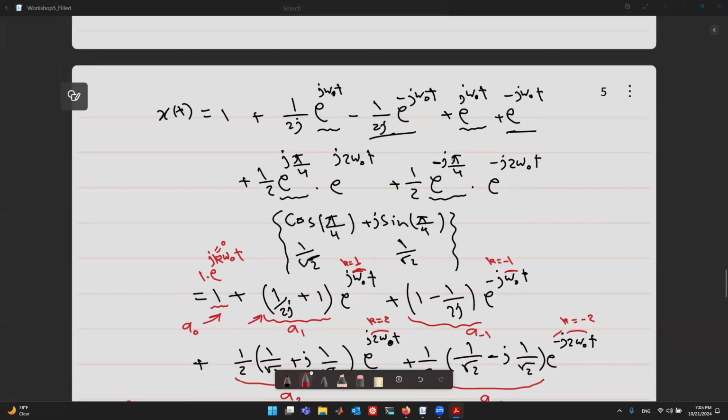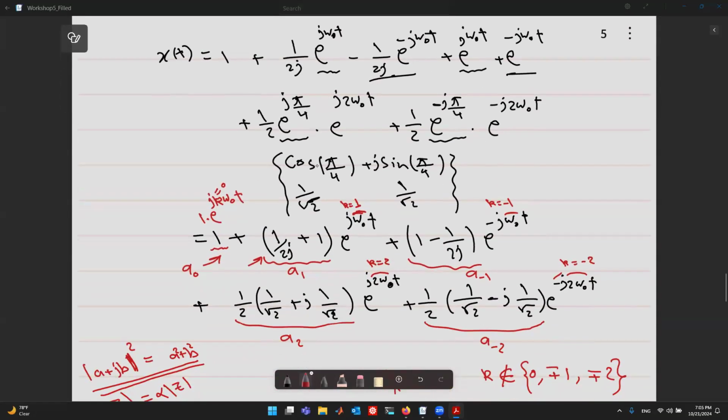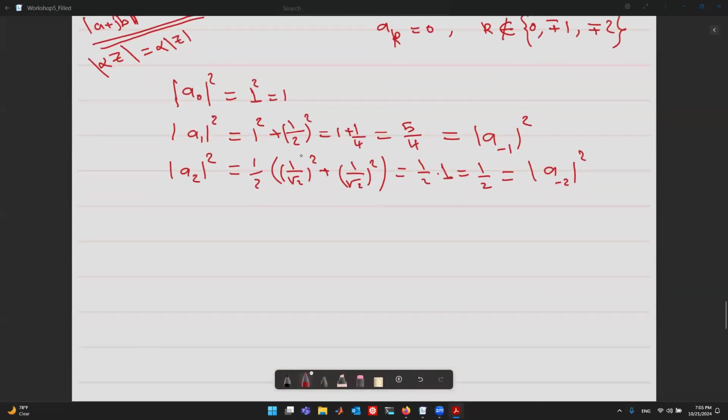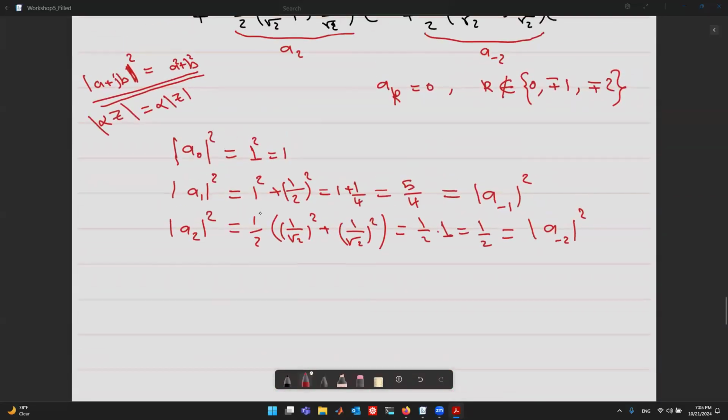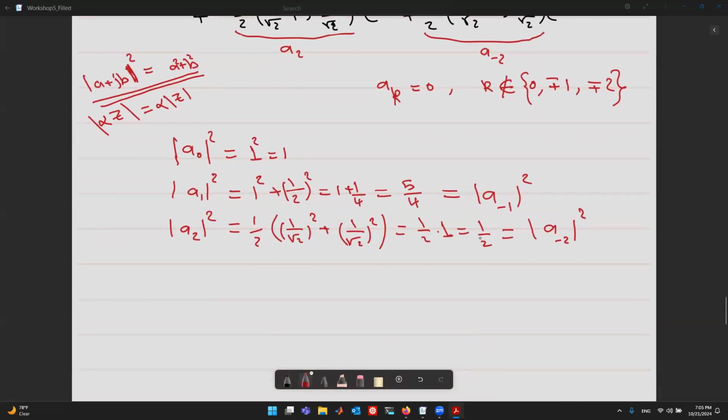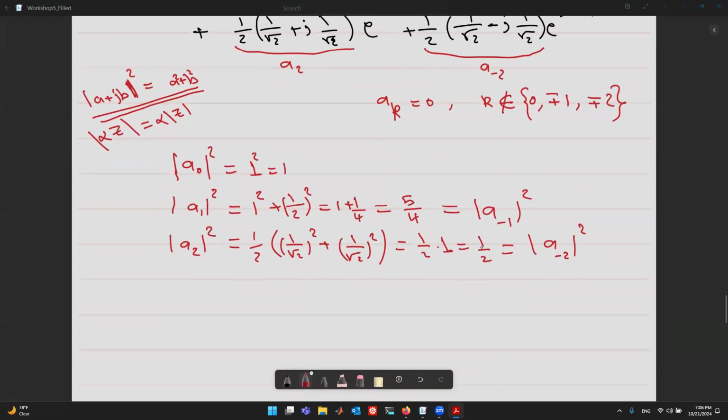5/4. Times 5/4, and then minus 2. a2 is 1/2 times 1, and also this one is 1/2 times 1. Yeah, 1/2.